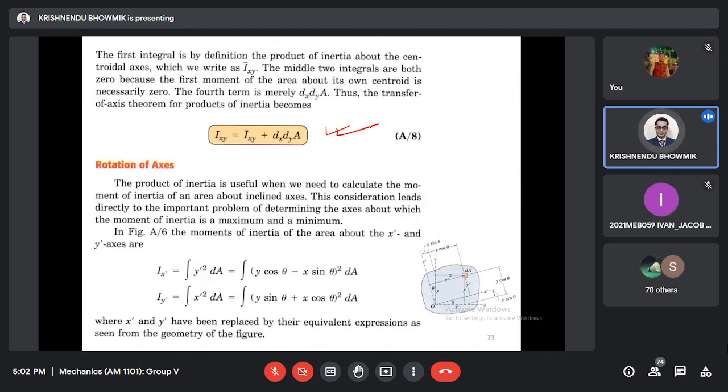Now this is the last one for today. We call it rotation of axis. What we have learned till now is that we have transferred the axis using the parallel axis theorem. Now we want to rotate the axis. Let me show you. Say this is the initial configuration. Then I want to rotate this whole body. Sorry, this is the initial coordinate, and we have calculated, say, Ix, Iy. What we have calculated?